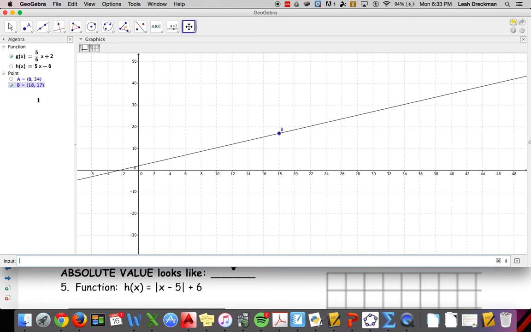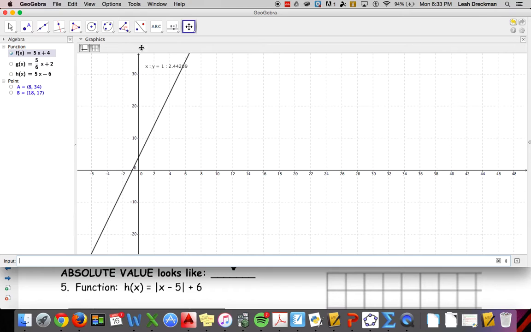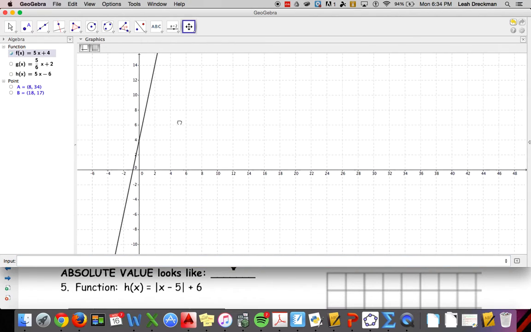Just to help you see that this is a nice tool to generate a graph. I'm going to say f of x equals 5x plus 4. And I'm going to adjust my zoom a little bit here. All right, we can see a y-intercept of 4.